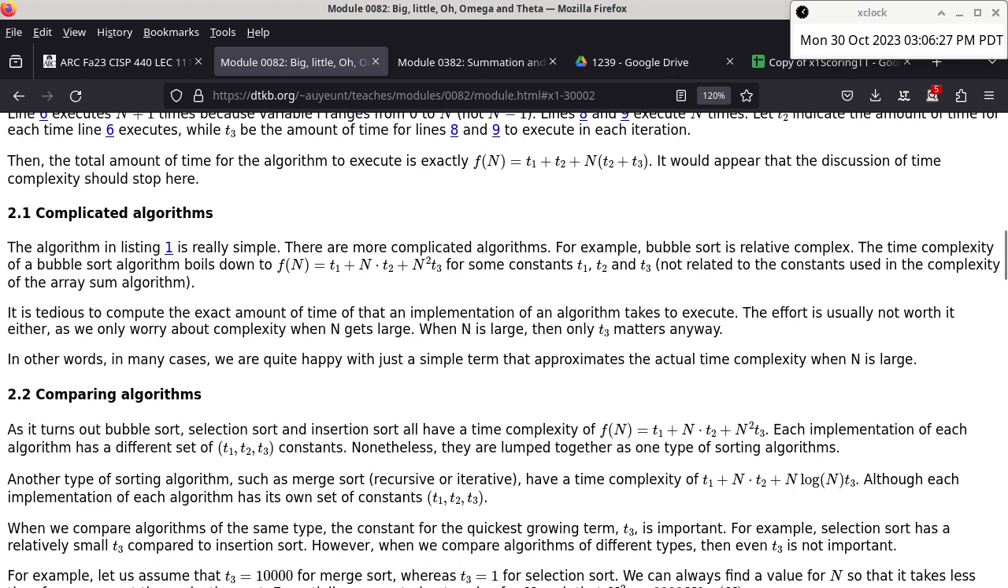T2 is a multiplier to n. So when n gets larger, this entire product is going to get larger and larger. But n squared times t3 is going to grow even faster because it is proportional to n squared. So from the perspective of comparing algorithms, it is the fastest growing component that is the most important. So in this particular case, it is the n squared component that is the most important.